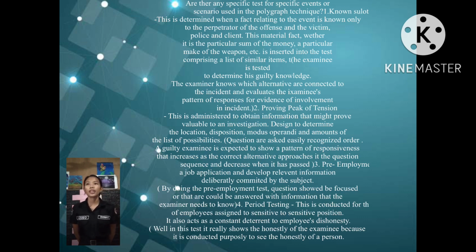Number 2, searching peak of tension. This is administered to obtain information that might prove valuable to an investigation, designed to determine the location, disposition, modus operandi, and amount of the loss. In this test, questions are presented in an easily organized order. A guilty examinee is expected to show patterns of responsiveness that increase as the correct alternative approaches in the questions, and decrease when it has passed.